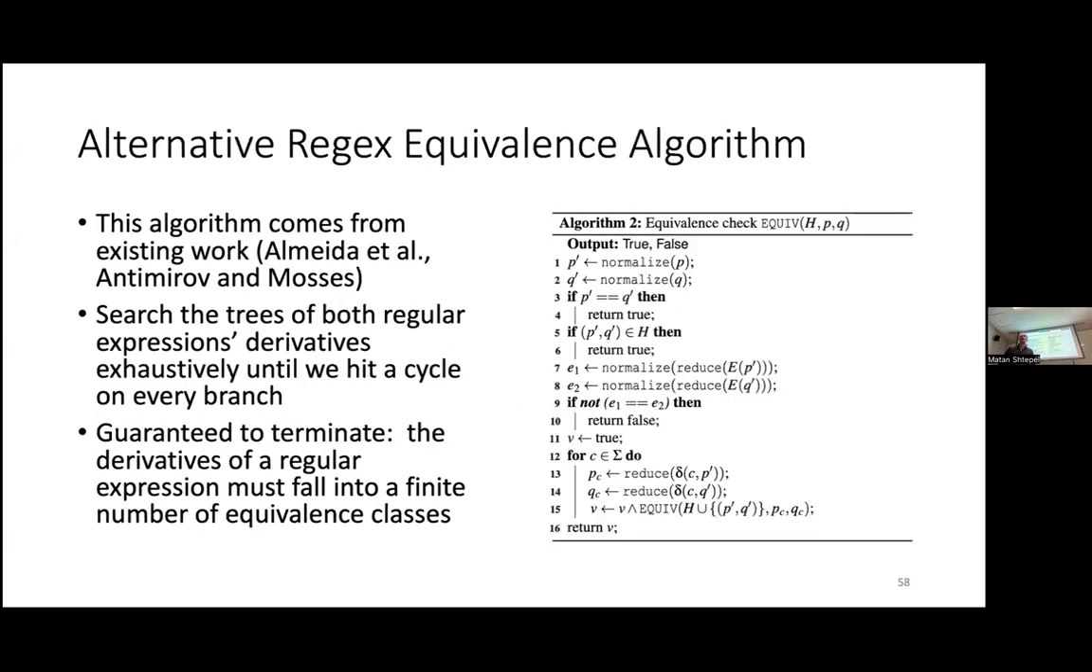Now, we can't use standard solvers, as I mentioned before, so we need to construct them ourselves. And we can take inspiration from this algorithm, which comes from existing work. This is an algorithm for checking whether two regexes are equivalent based on their derivatives. This algorithm takes two regular expressions, P and Q, as input, and it searches over the trees of their corresponding derivatives exhaustively until it finds a cycle on every branch in that tree. And if it manages to search over that whole tree without ever finding any counterexamples, we report that P and Q are equivalent to each other.